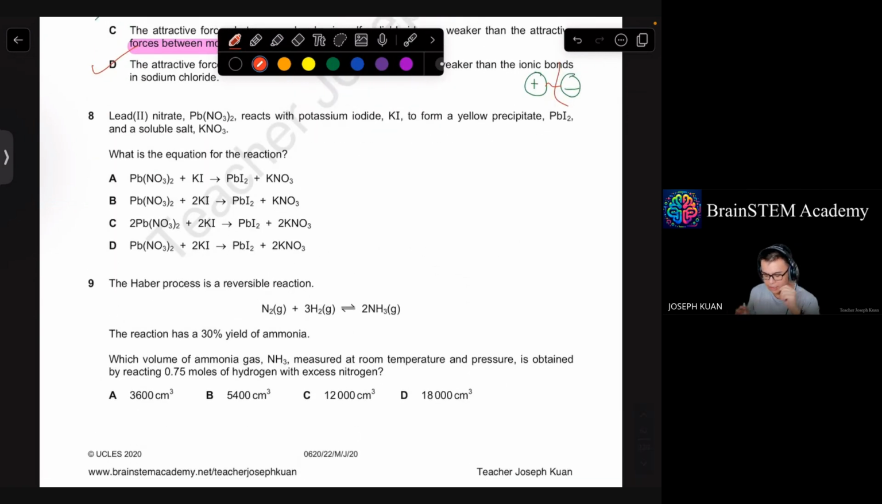Lead-2 nitrate reacts with potassium iodide to form a yellow precipitate and a soluble salt. What is the equation for the reaction? All right, seems like it wants us to use the correct numbers. Actually, you don't need to know everything. You just need to check whether each element has the correct number. So from what I can see, I already found that in C, this is wrong. All right, you have 2 lead on the left, but then you only have 1 lead on the right. So C is definitely wrong.